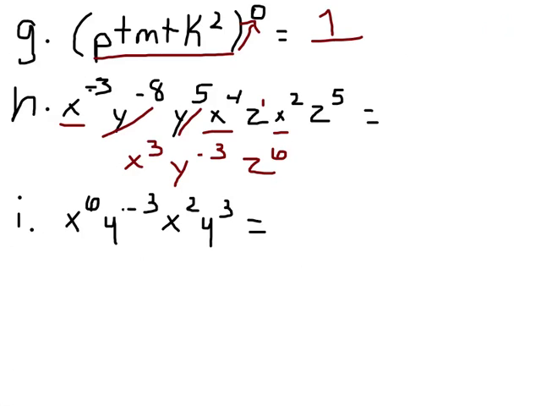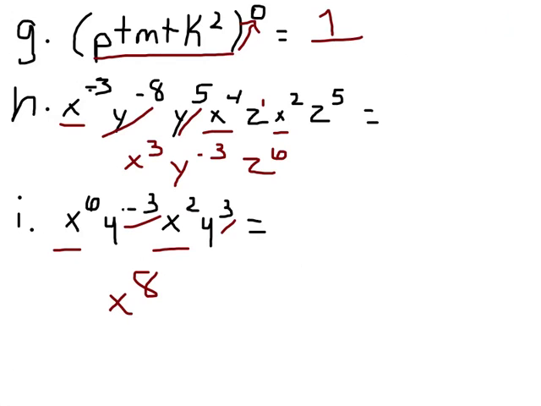Alright, and in this one, we've got x to the 6th and x squared, so we combine those and we'll have x to the 8th. Here we have y to the third and y to the negative third. Well, they cancel each other out, so our final answer is just x to the 8th.